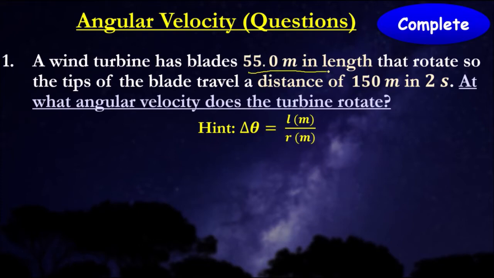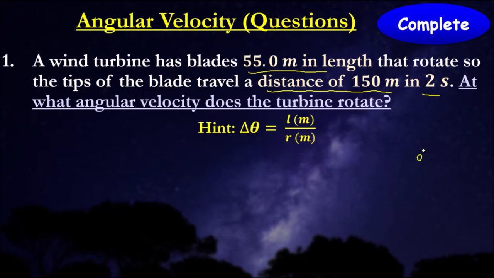Okay, so starting from question 1, we have a wind turbine that has a blade of 55 meters in length, so that as it rotates the tips of the blade travel a distance of 150 meters in 2 seconds. At what angular velocity does the turbine rotate? So what we need to firstly find is the angular displacement.